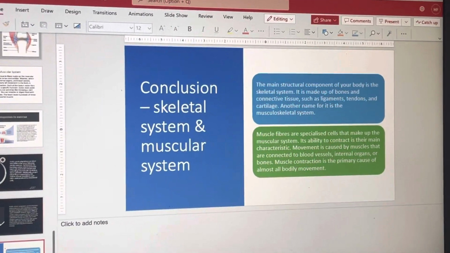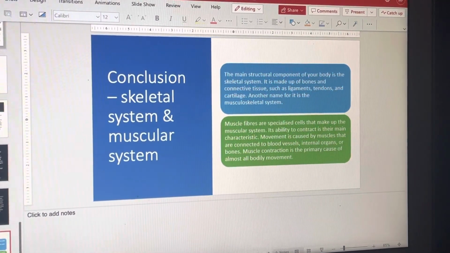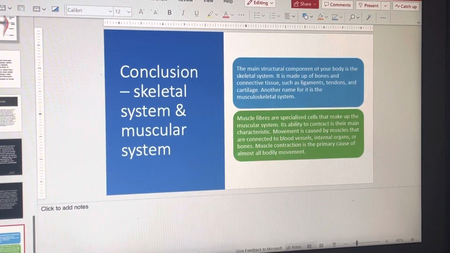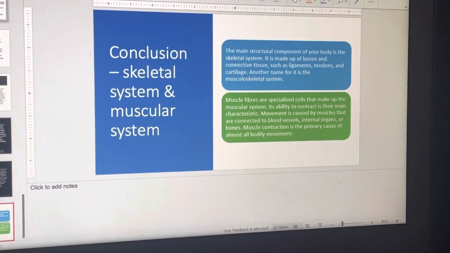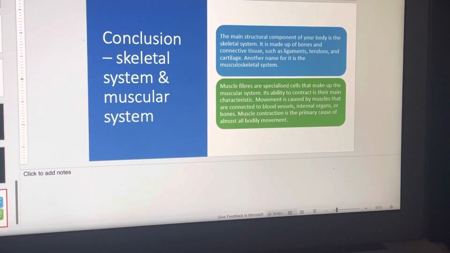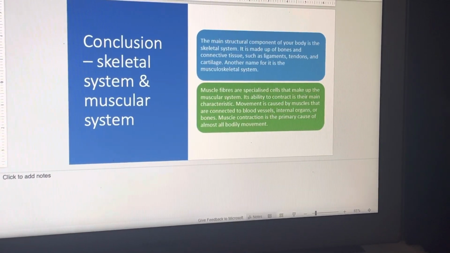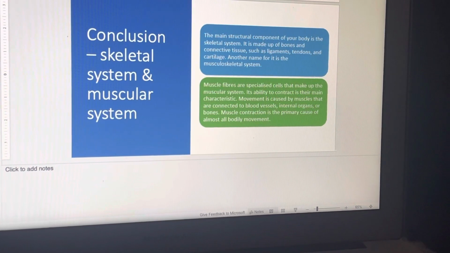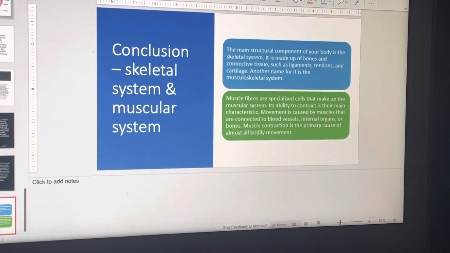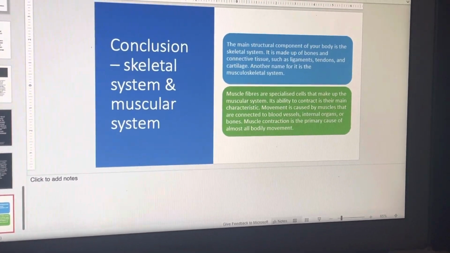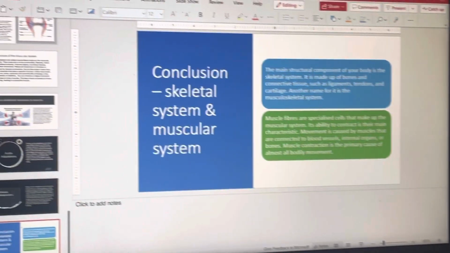Finally, the conclusion on the skeletal and muscular system. The main structural component of your body is the skeletal system. It is made up of bones and connective tissues such as ligaments, tendons, and cartilage. Another name for it is the musculoskeletal system. Muscle fibers are specialized cells that make up the muscular system. Their main characteristic is the ability to contract. Movement is caused by muscles that are connected to blood vessels, internal organs, or bones. Muscle contraction is the primary cause of almost all bodily movements.